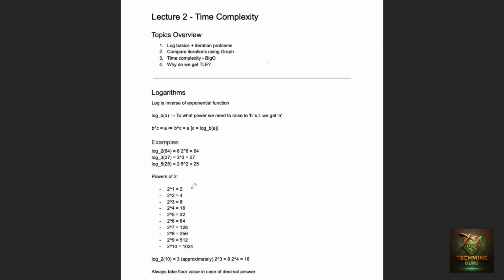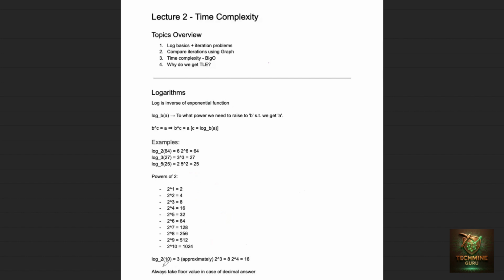So let's learn some powers of 2. 2 power 1 is 2, 2 power 2 is 4. In the similar fashion, if we look at the powers of 2, 2 to the power 10 is 1024. Now, what if the value whose log is to be taken is not a power of 2? How do we calculate that?